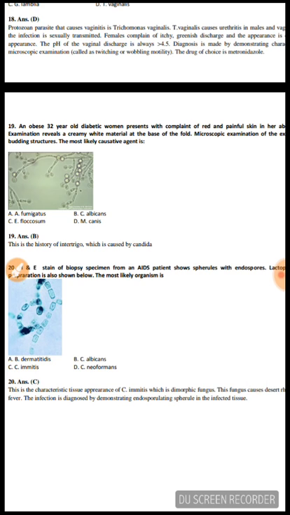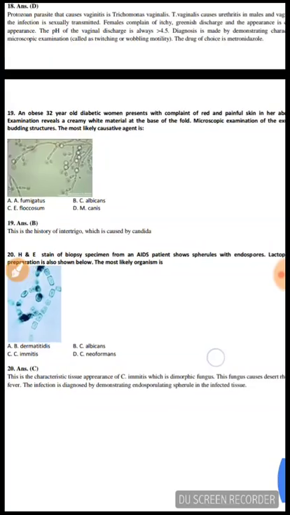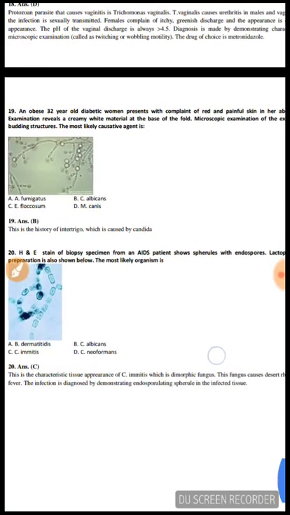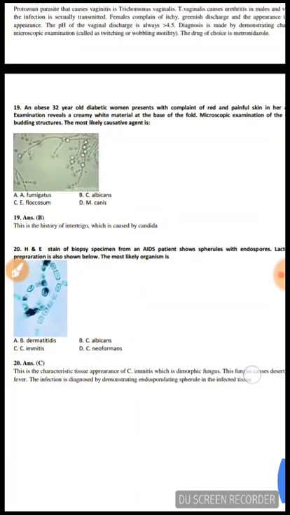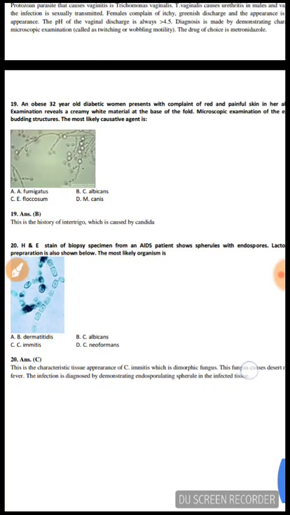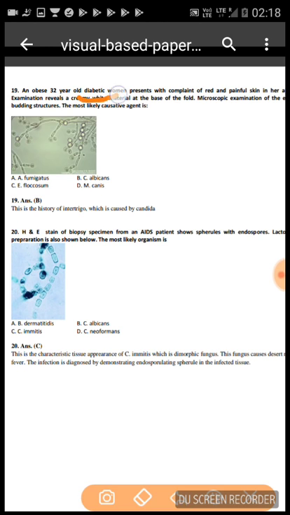An obese 32-year-old diabetic woman presented with a complaint of red painful skin in her abdominal skin fold. Examination reveals a creamy white material at the base of the fold. Microscopic examination of the exudate reveals oval budding structures. The most likely causative agent is, see, the points you need to point out here: the patient is a diabetic woman, then the lesions are painful, another thing is creamy white, so all pointing towards Candida. So the answer here will be Candida albicans.